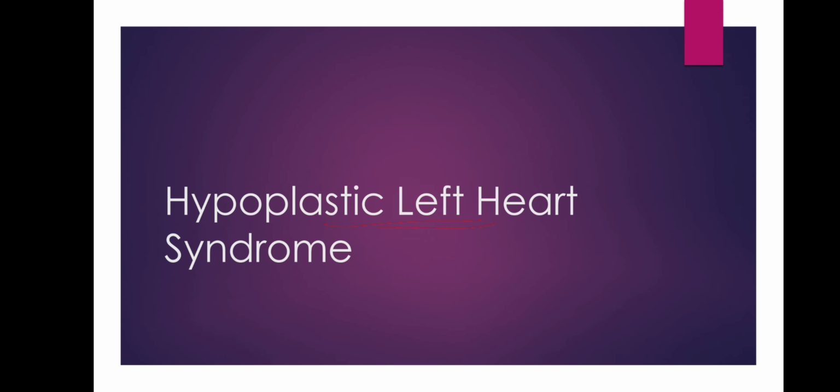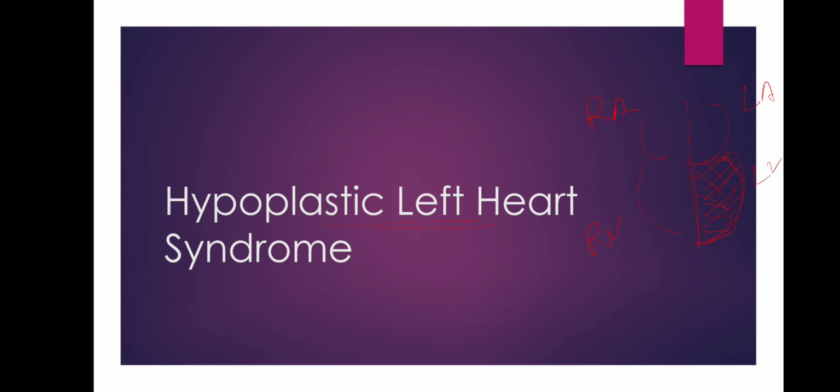What does it mean? Normally the heart has four chambers. That is a normal heart: a right atrium, right ventricle, left atrium and left ventricle. In this hypoplastic left heart syndrome, there is an atresia, or an absence, of the left ventricle, physiologically and anatomically.